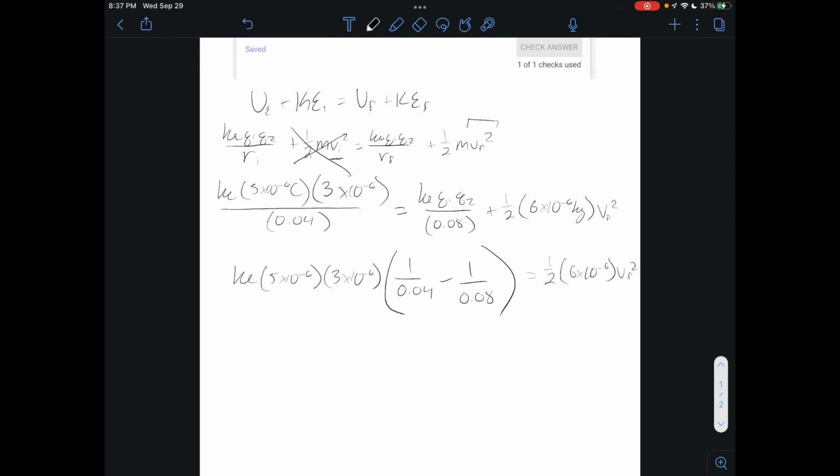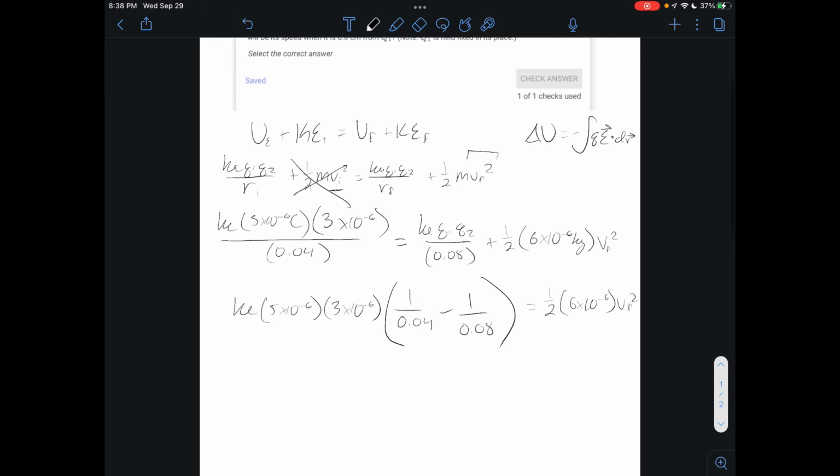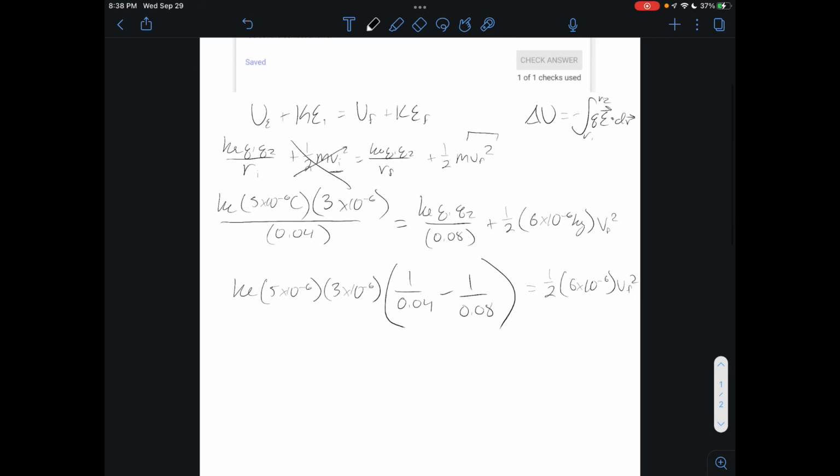Now this should kind of look familiar, because this is essentially what you get if you do out the long-form integral: the change in potential is the negative integral of q times the electric field dotted with dr. If you do that out longhand, integrating from R1 to R2, that's what you're going to end up with. But instead, I didn't do that, and I took the shortcut way.